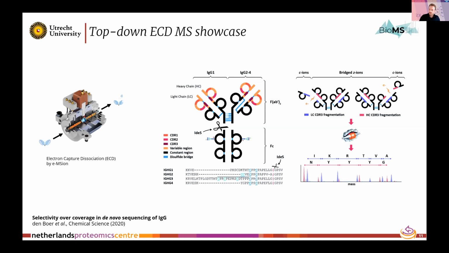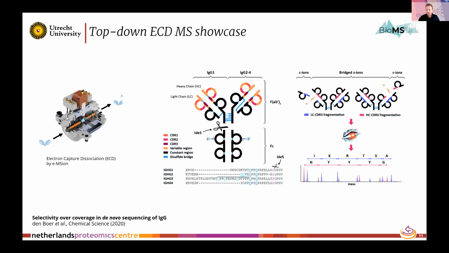So in this project that I want to show you, we use electron capture dissociation, or ECD, to produce very clean fragmentation spectra of IgG antibodies. Normally in top-down experiments, you may be interested in getting as much sequence coverage as possible, so getting as many different kinds of fragment ions as you can, so that you can match them to a sequence that you already know beforehand, to see if it matches or not.